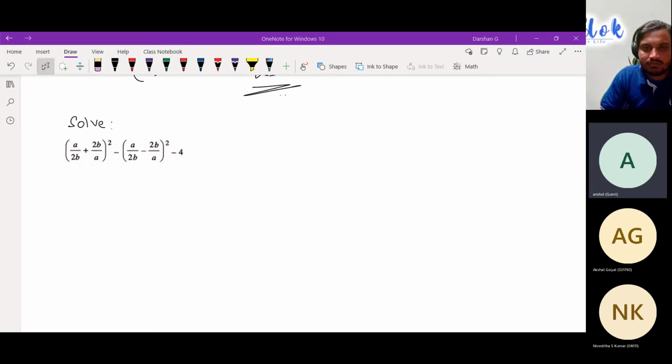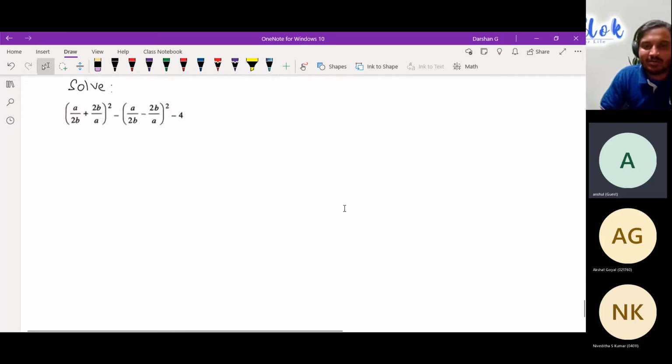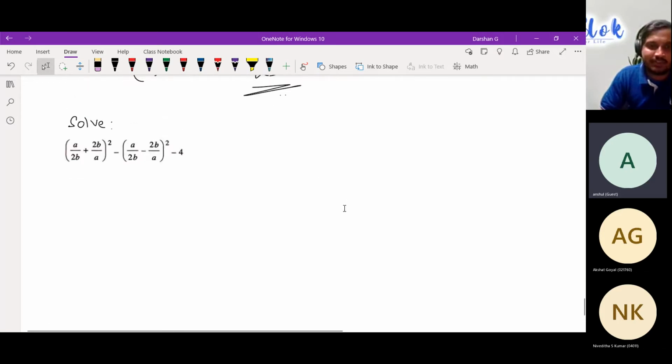Sir, can you just directly apply the formula here? Yeah, you can, if you remember the formula. Yes, sir. If you really remember the formula, you can simply put the formula directly. That is allowed.